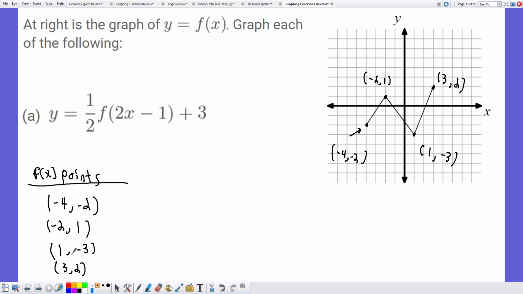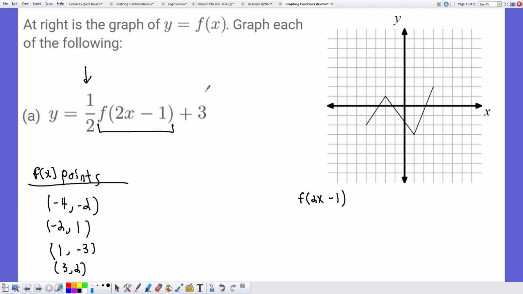Alright, so how I would approach this problem is I'm going to take just the function without all the stuff on the outside, without the 1 half and without the plus 3. Just going to look at f of 2x minus 1. Think of it like this: you want this value of the function to get you the same y value on f of x for now. Because all the stuff on the outside, that 1 half and the plus 3, is going to affect the y value. But you want to affect the y value after you've taken care of the appropriate x value, your input.